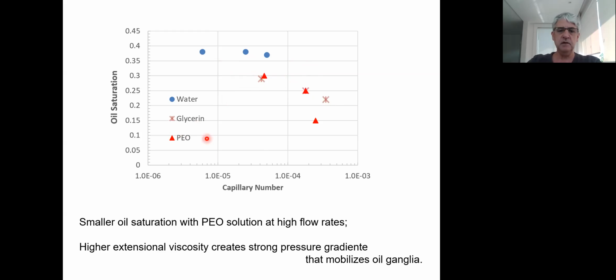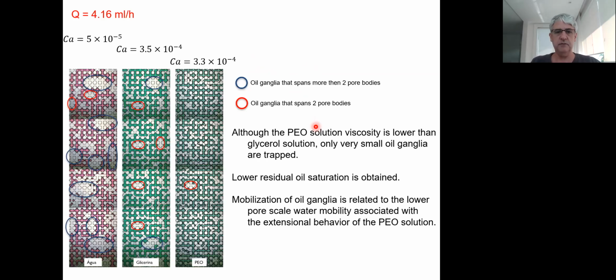But now what's interesting is looking at this PO solution. At low enough capillary number, the remaining oil saturation of the PO and the glycerin solutions are the same. But above a certain flow rate, above a certain Weissenberg number or capillary number, you see this dramatic drop on the remaining oil saturation. That's associated with these viscoelastic forces.